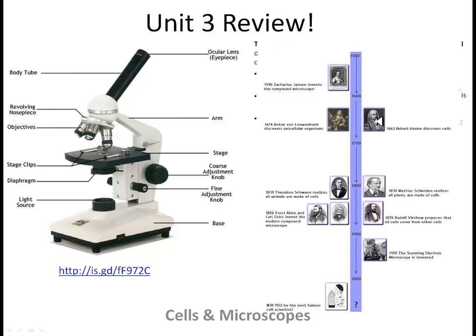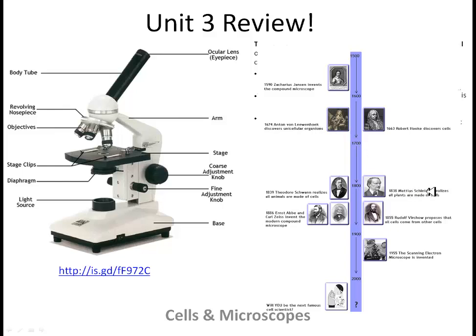1663, Robert Hooke, monk, comes up with the word cell. He actually discovers cells in a dried up cork, which I'm sure they use to bottle their favorite beverages. About 10 years later, Leeuwenhoek comes in and he actually discovers multicellular creatures and looks at living cells.